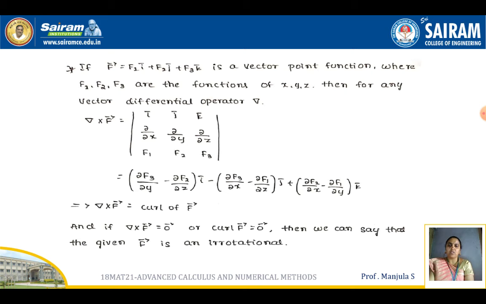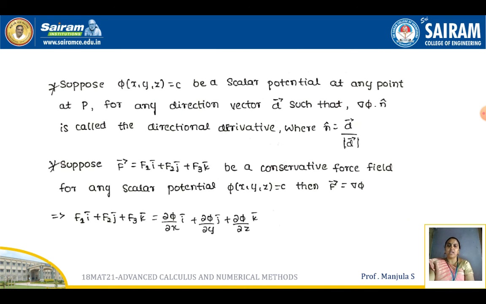So del cross f can also be defined as curl of f. If this curl of f is 0, we can conclude that vector f is irrotational. And the next point is, suppose phi of xyz equals c be a scalar potential at any point P, for any direction vector D such that del phi dot n cap.